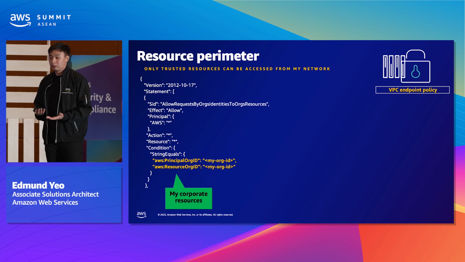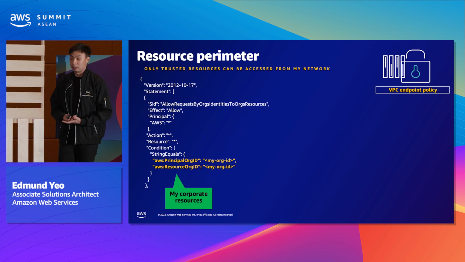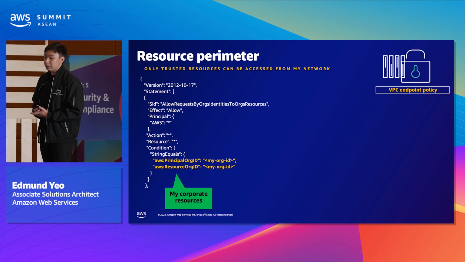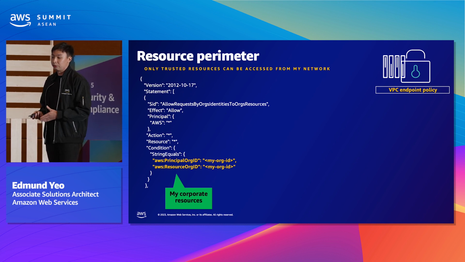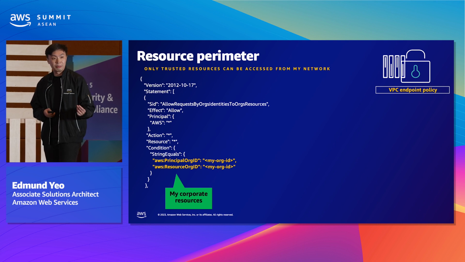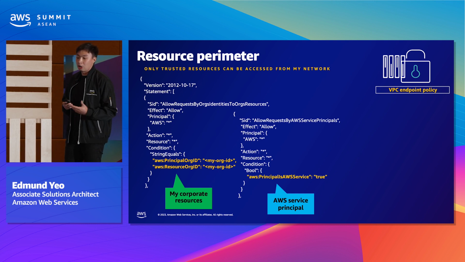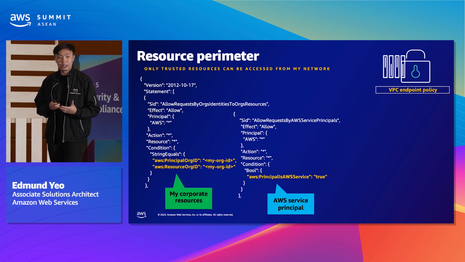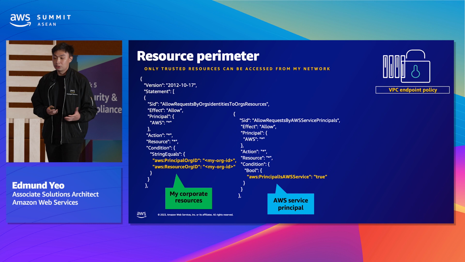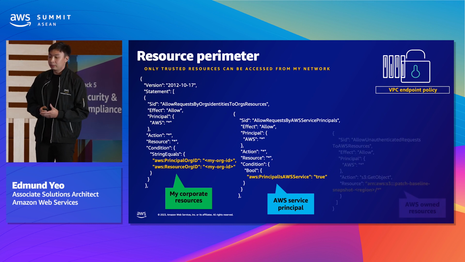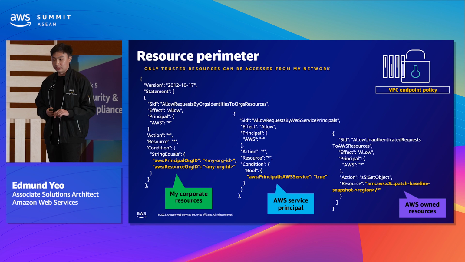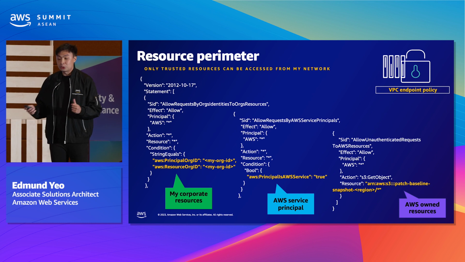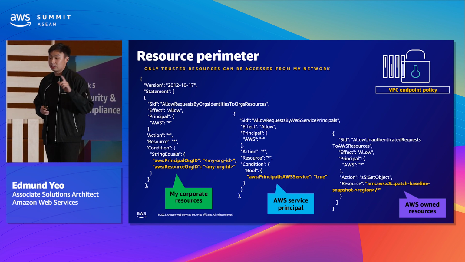To protect your network, we will put in place a VPC endpoint policy. The condition keys that we are looking at here are principal org ID and resource org ID, to ensure that identities are actually coming from your network organization. To allow the service principals to be within your perimeter, we will then use the principal is AWS service condition key to allow an AWS service to make a direct call to your resource using the principal. And in order to allow access to AWS-owned resources, you can list the Amazon Resource Names, ARNs, in your policy as well. So we have looked at the identity perimeter as well as the resource perimeter.